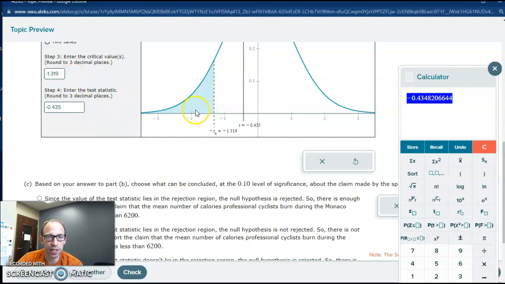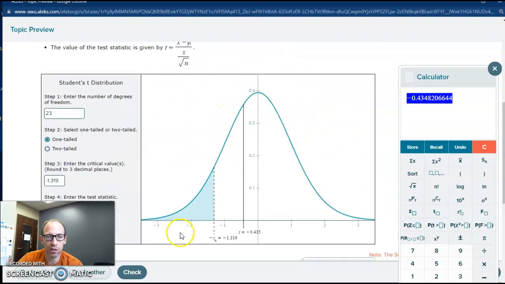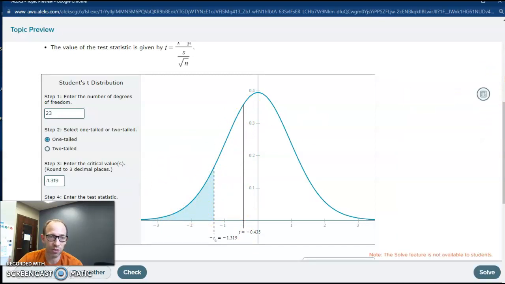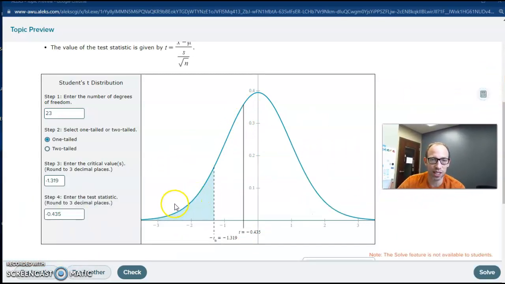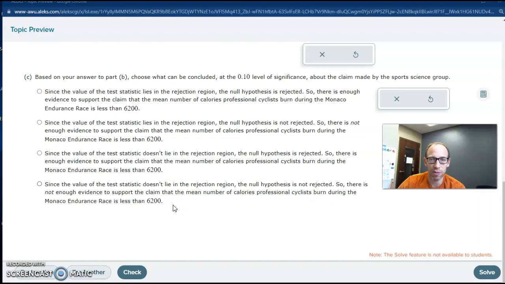Okay, so this was our rejection region. We had to get into this region in order to reject. This is beyond the critical value. And this is where we were, where you see the line. We were not in the rejection region. We did not have evidence to reject that null hypothesis and support the claim.